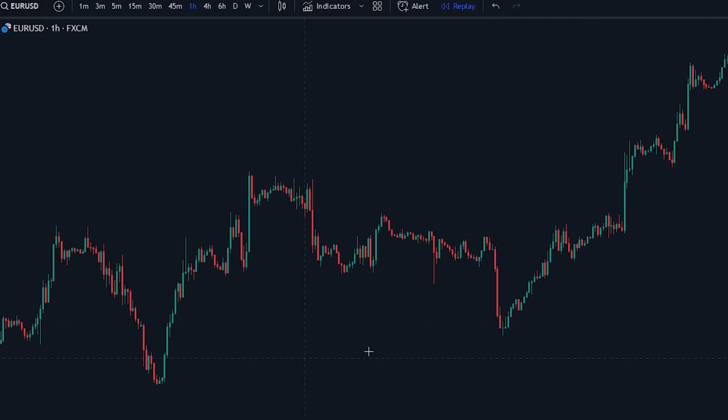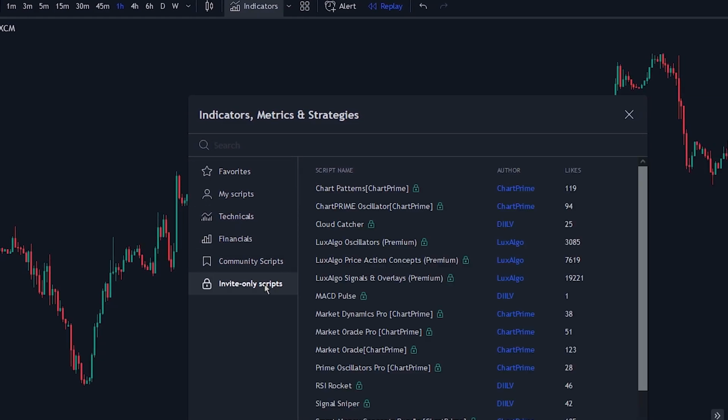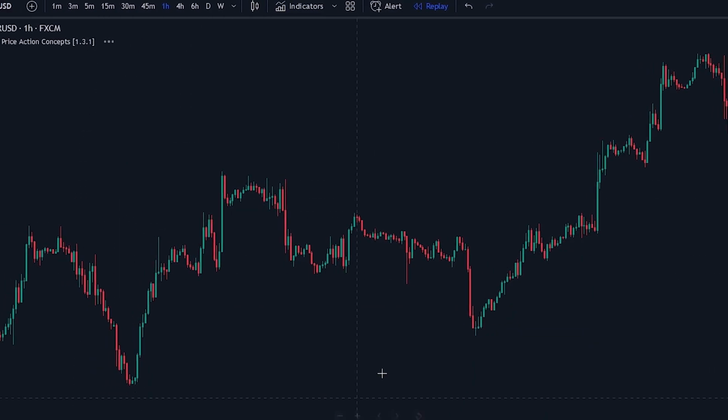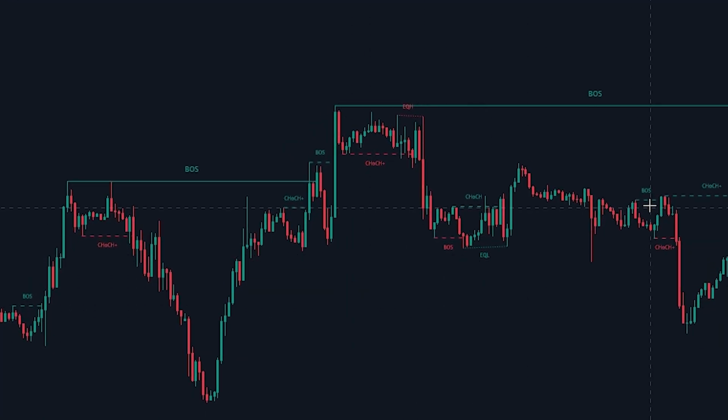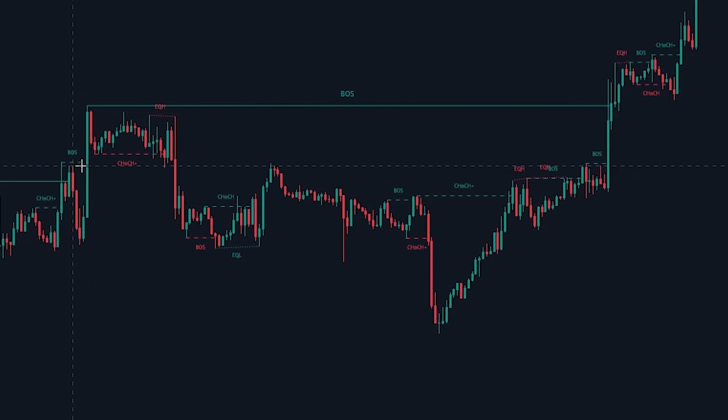However, if you are interested in using an indicator to spot the break of structures and change of character, you can use a premium indicator such as the Price Action Concepts by LuxAlgo. As you can see, with this indicator we can easily know when changes occur in the market structure. Along with this, the indicator also plots different labels to show us what type of market structure change was made.